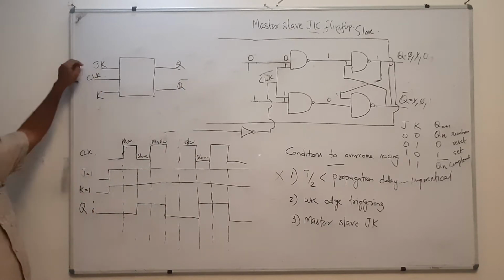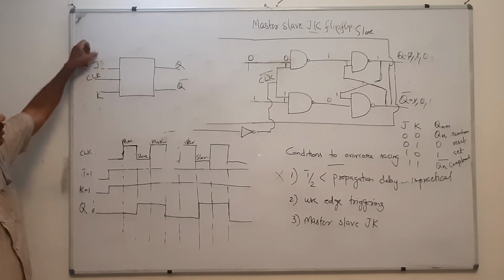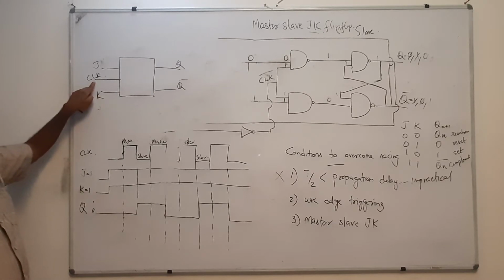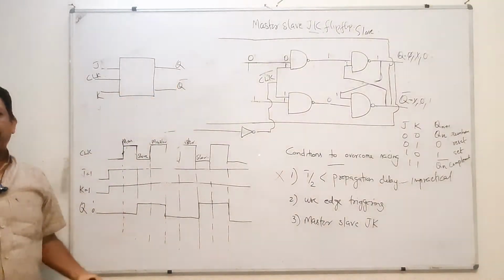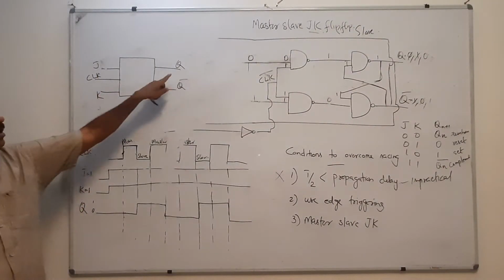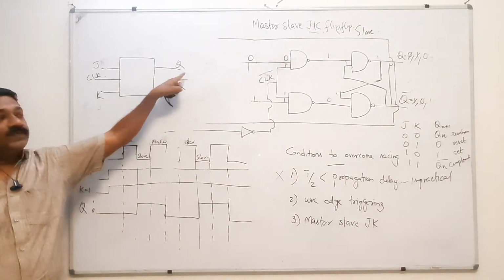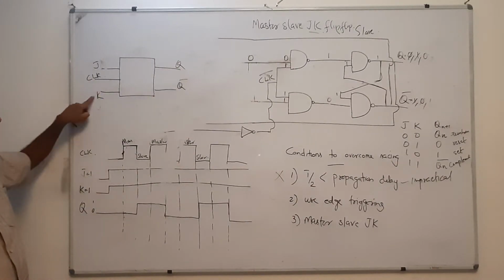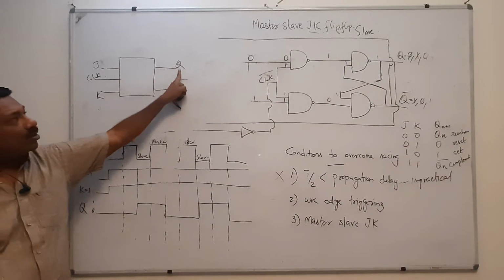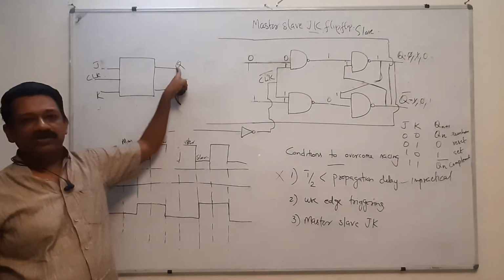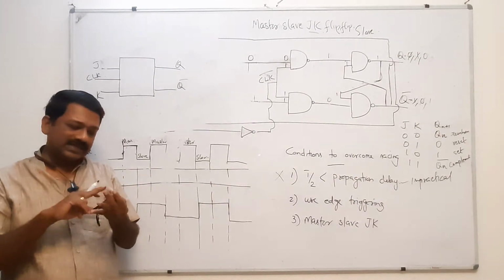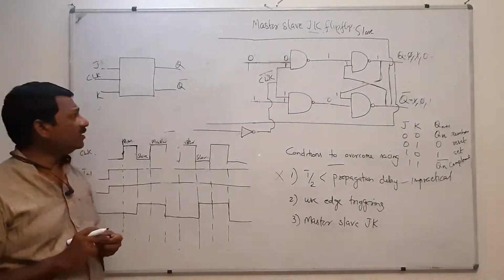That means if the values of J and K are 0 and 0, and the clock value is 1, what will happen? Q holds the previous value. If J and K are 0 and 1, Q is reset. If J and K are 1, 0, then it will be set, and if J and K are 1 and 1, it complements the value. That means 4 operations are there: store, reset, set and complement.